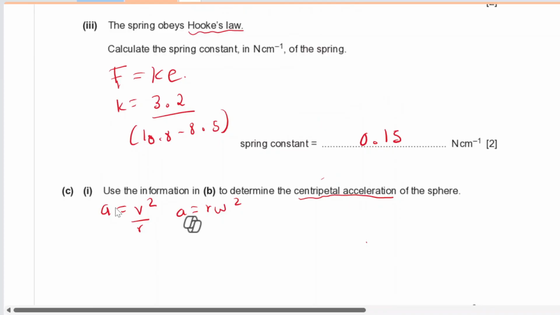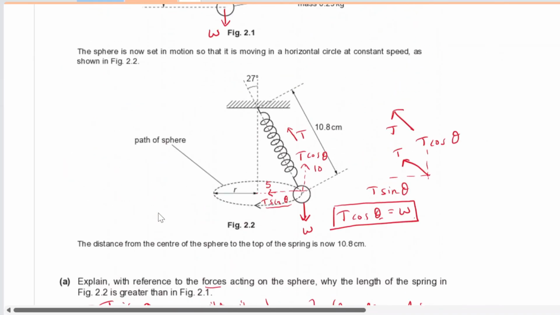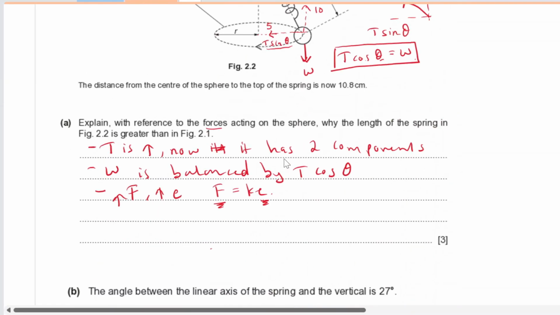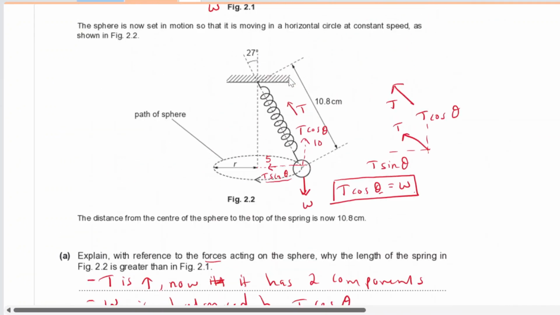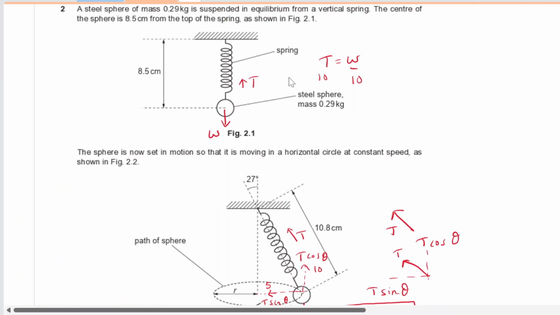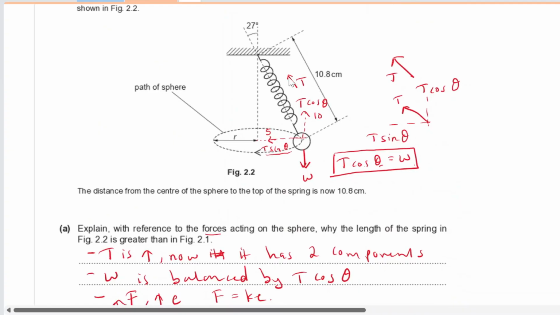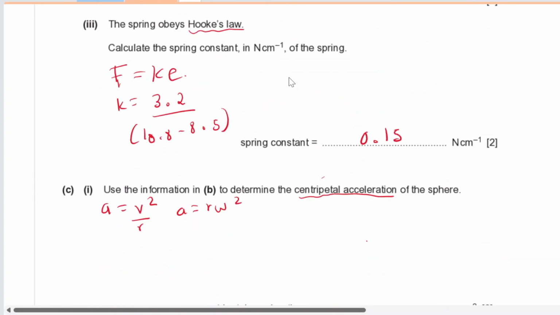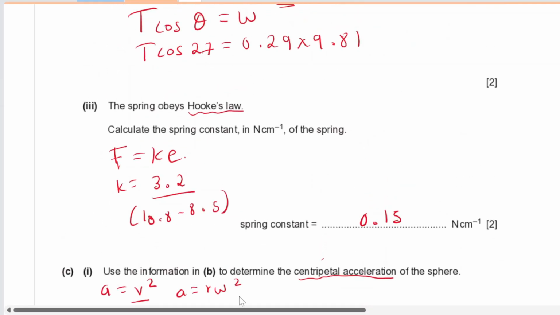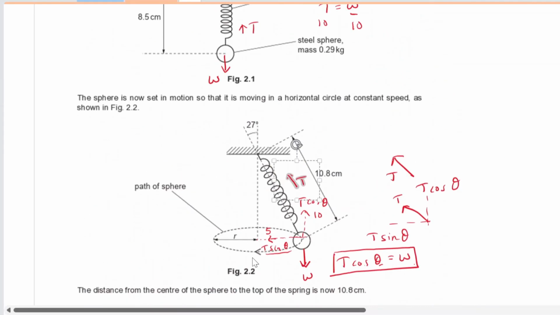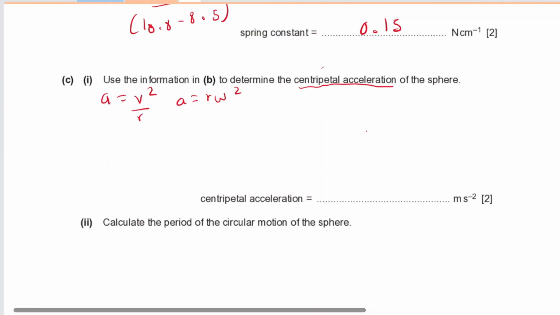Let's try. Do we have v and do we have r? We have the radius, which was this one that we found over here, 4.9. But do we have velocity anywhere in the question? We don't, and there is no way to even find velocity over here. So maybe that's not the one. Then we also have r omega square, but do we have omega? Omega was 2 pi over t, but we don't have the time period in this question. So both of these formulas can actually not be used to solve this question, right?